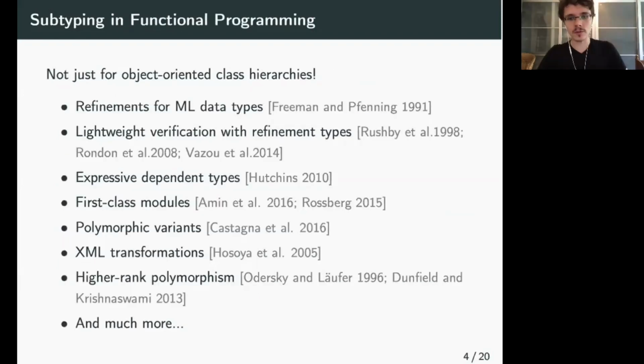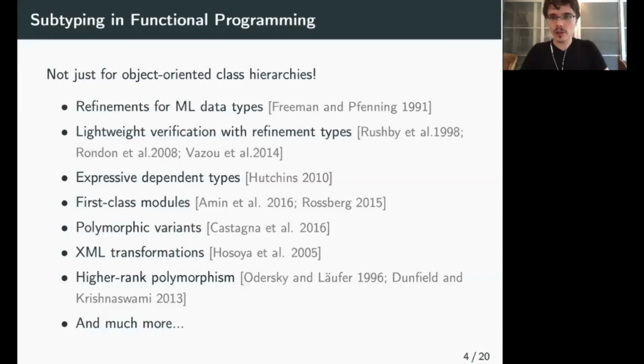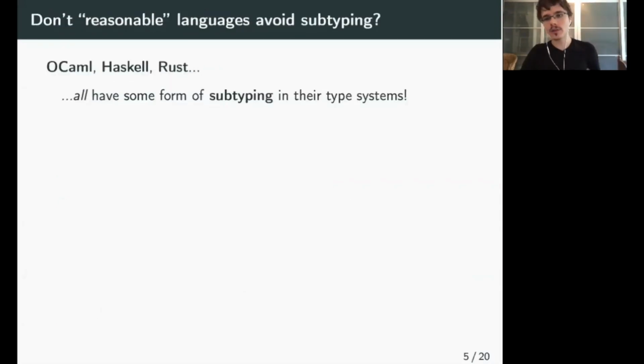Subtyping is not just for object-oriented programming. In fact, it has found a host of applications in functional programming. It can, for example, be used for predicate refinement types, first-class modules, XML transformations, and much more. Now, some may be under the impression that functional languages usually try to avoid subtyping, but in fact, subtyping is present in many of those languages, including OCaml, Haskell, and Rust.